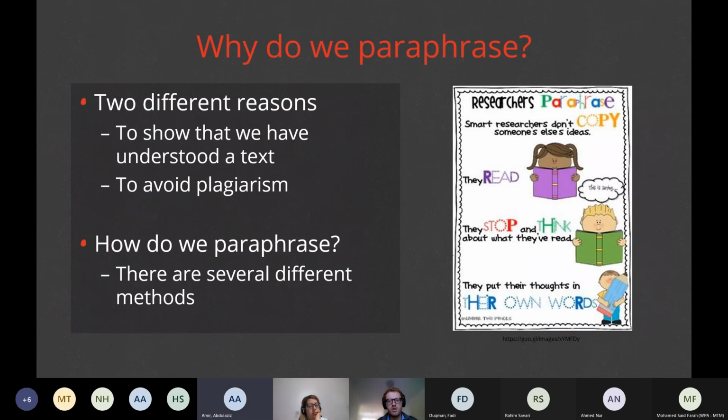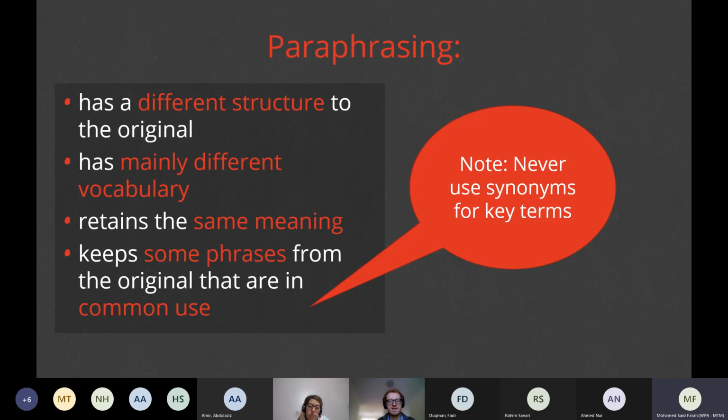All right, so yes, a variety of different structures, including reported speech, which is what a lot of you have done. So why do we paraphrase? Well, we want to show we have understood a text, and we also want to avoid plagiarism. Okay, so we've covered this a couple of times already in this course, but paraphrasing is really important for avoiding plagiarism.